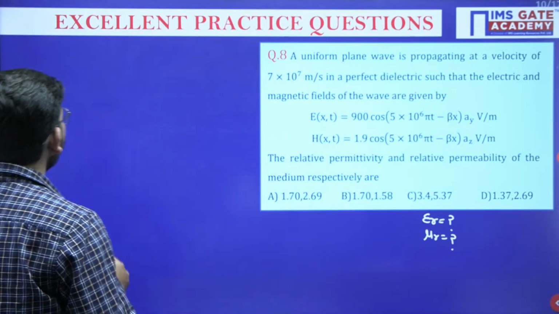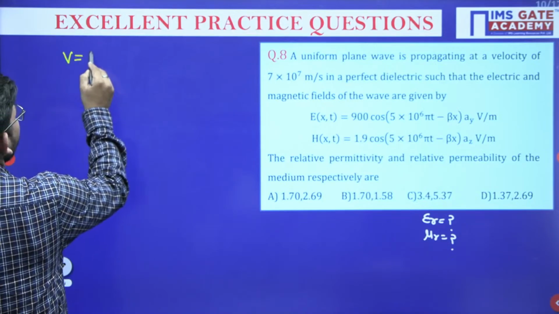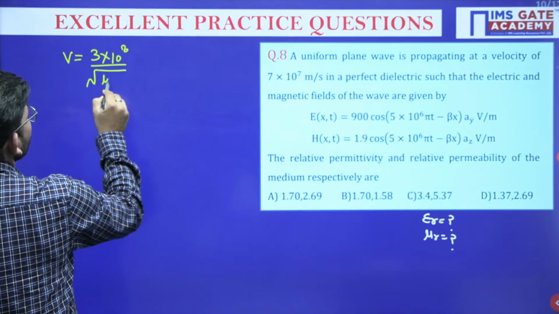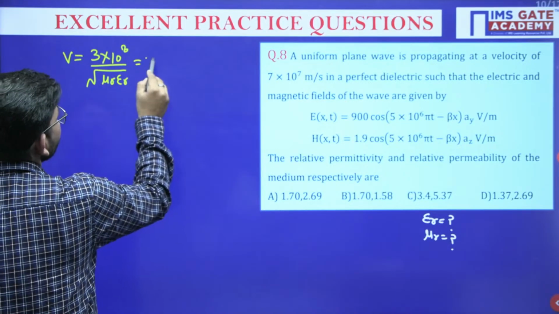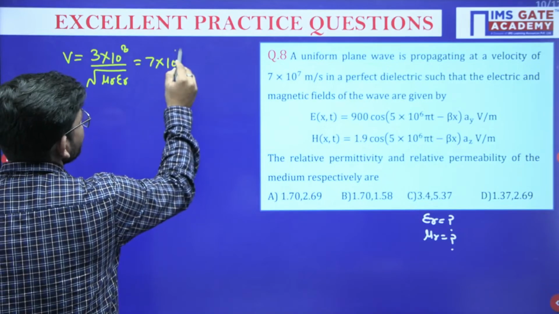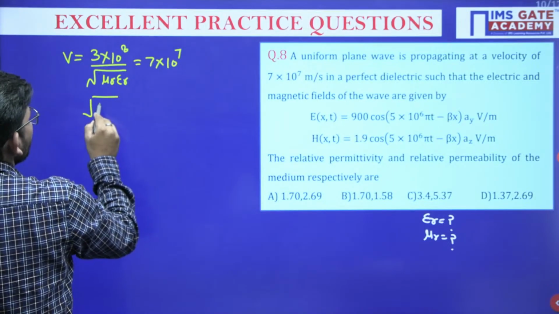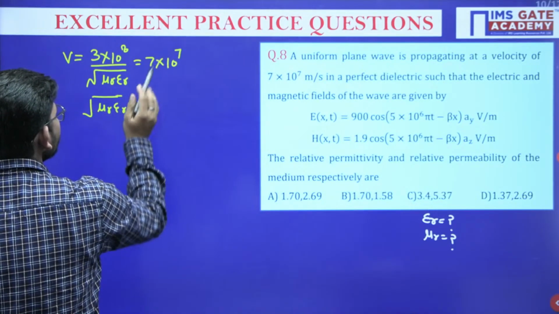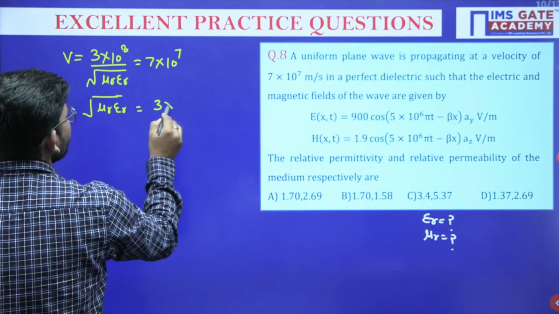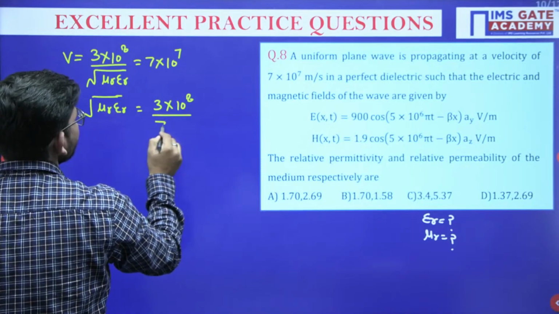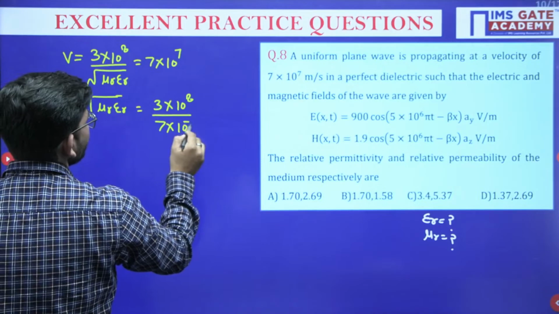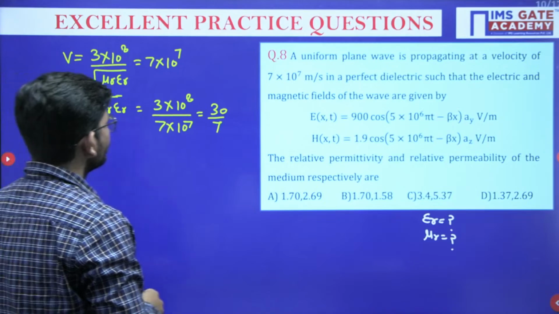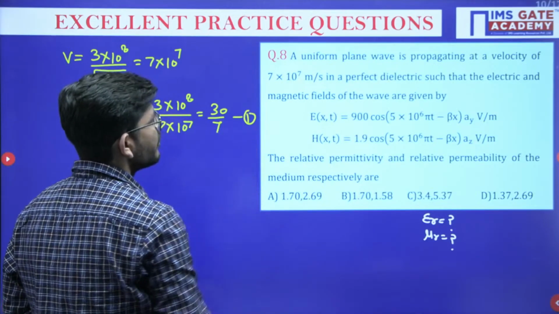Okay, so velocity in any medium is 3 into 10 to the power 8 divided by under root of mu r into epsilon r. This is given 7 into 10 to the power 7. So how much will be under root of mu r epsilon r? How much will be this quantity? So this will be 3 into 10 to the power 8 divided by 7 into 10 to the power 7. So this will be 30 by 7. Yes or no? So this we have obtained. Let me call this equation number 1.